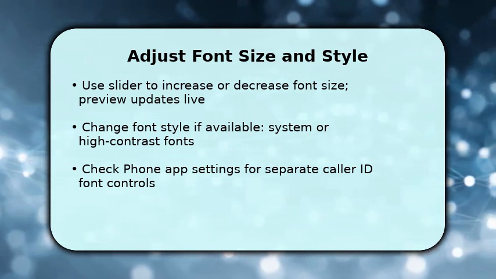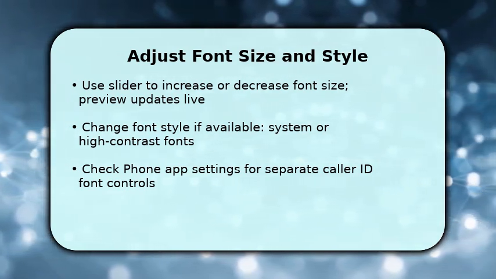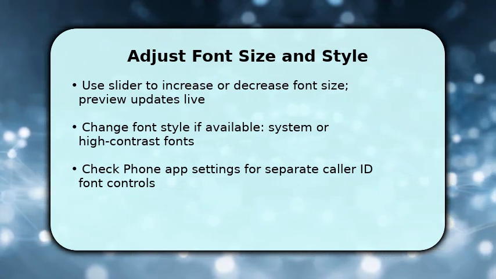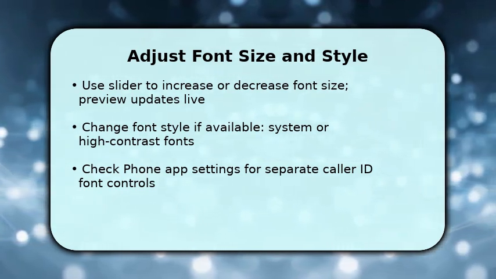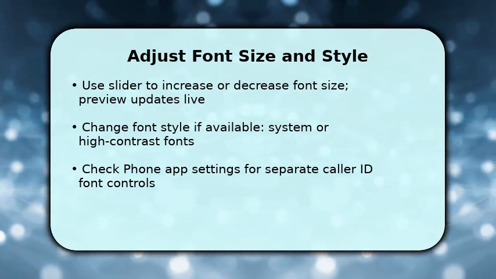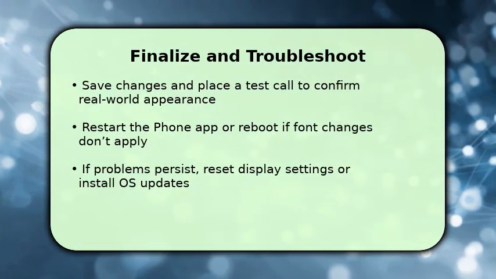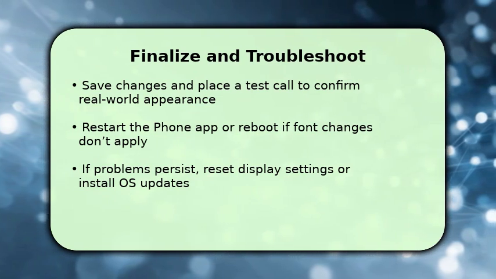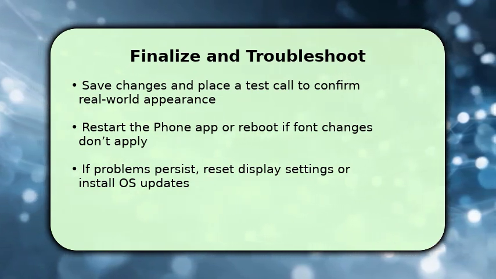Also, open the phone app settings because some manufacturers have separate caller ID font controls there. Adjust call screen layout or contact display. Finish by saving any changes and placing a quick test call so you see the font in real use. Make sure to test with different contact name lengths.